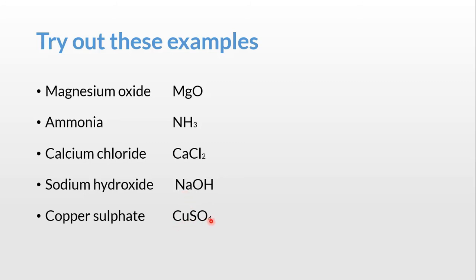Hydroxide exists in that form, OH. And then copper sulfate, also the sulfate, SO4, exists in that form. So we need one copper and then one sulfate for the compound copper sulfate. So you write the formulas as we are seeing there. I hope you had everything right.